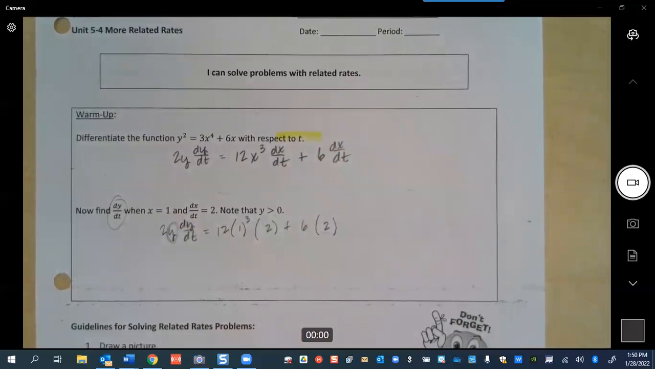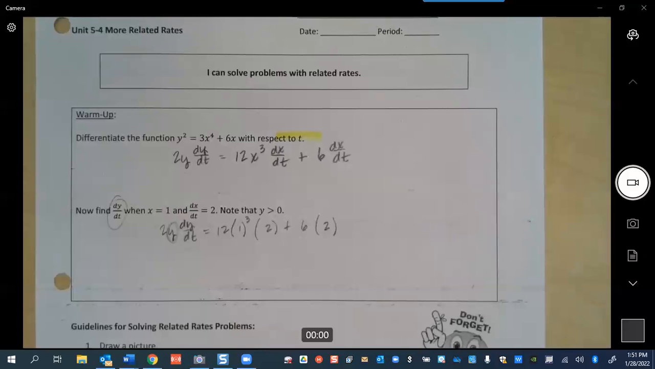Anybody have any ideas? Because if I'm solving for dy/dt, I need to know what that value of y is. Any thoughts? They told me x. They told me the rate of change of x. So I was able to plug in x and its rate of change. Where do I get y? Thoughts? What do you think, Stephen?